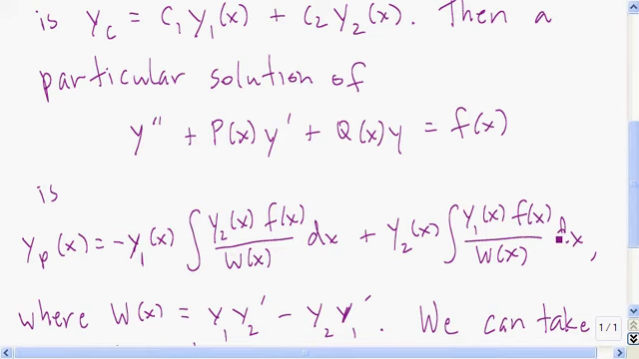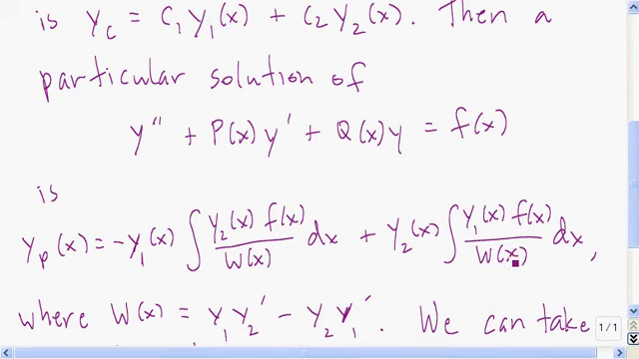We'll see in class exactly where this comes from, but right now we'll see how to use it in this video, in particular just focusing on how to use this. So yp is equal to, we take one of these two functions and call it y1, and the other y2. So negative y1(x) times the integral of y2 times f(x) over W(x) dx, plus the other one, so we switch them around, plus y2(x) times the integral of y1(x) f(x) over W(x) dx.